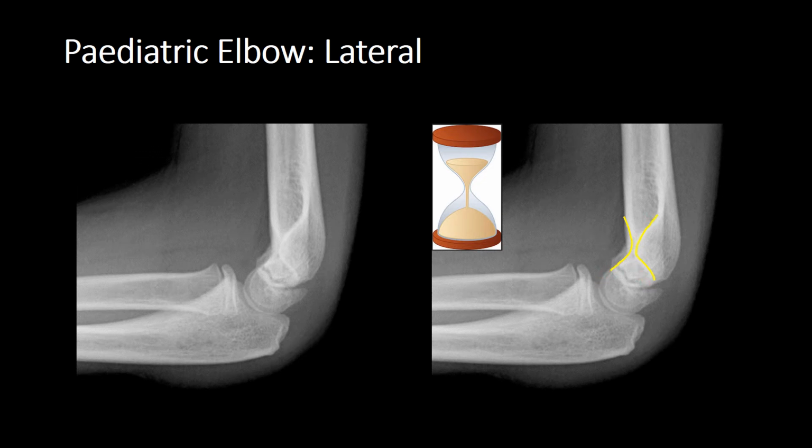Now, the important thing to understand with a supracondylar fracture is that it always involves the fossae. So when you look at a paediatric elbow, pay close attention to the waist of the hourglass, because frequently you will see a fracture through there, or if there is disruption to the hourglass, that can guide you towards an underlying supracondylar injury.